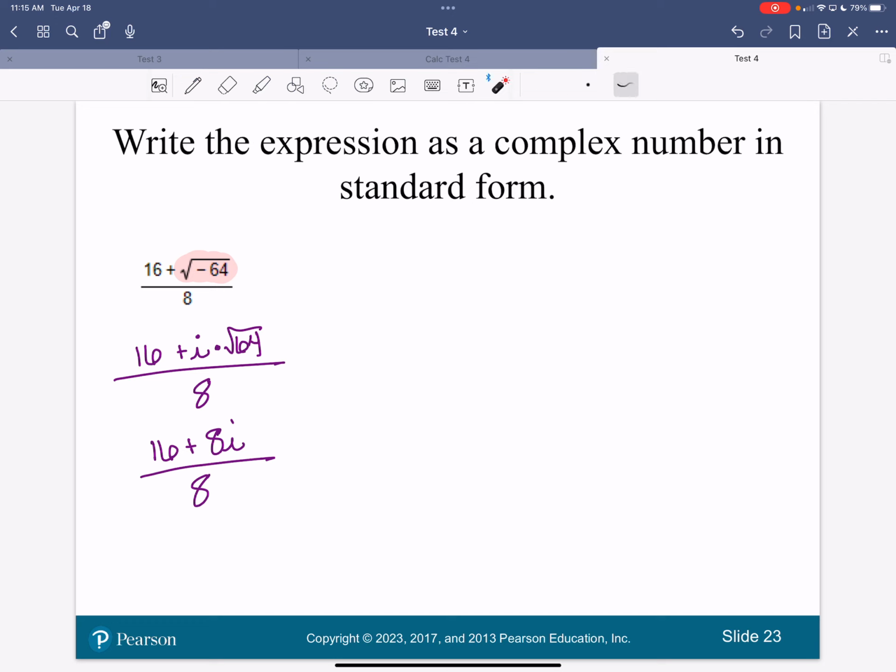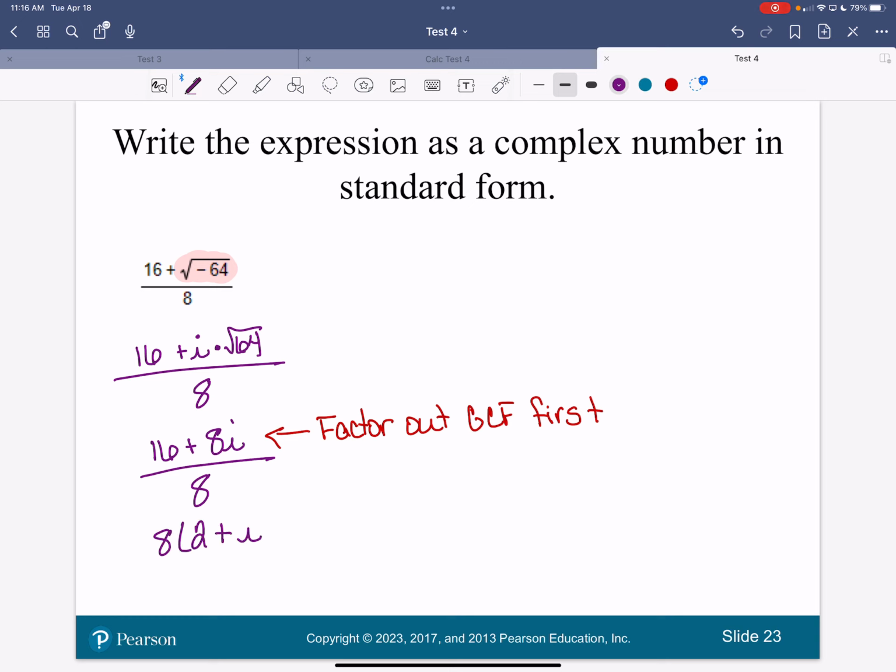Don't get quick. A lot of times students just want to cancel these two right here. But you've got to factor before you can simplify. So I'm going to write factor out GCF first. Your GCF here is 8. So then I'm left with 2 plus i. Now, because I factored out the 8, now I can cancel that. So my final answer to this is 2 plus i.